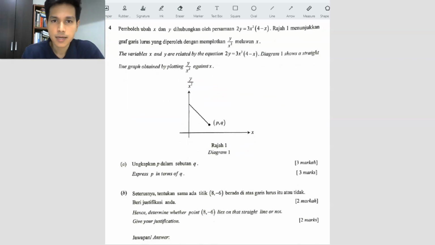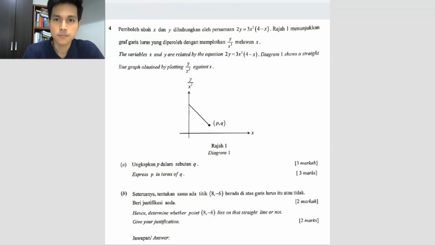The variables x and y are related by an equation. Okay, so they gave you the equation here. The diagram shows a straight line plot. You see this graph here. The graph is not in terms of y on the y-axis. You notice that it is not y, it's y over x squared. So you need to take note of that. The question asks you to express p in terms of q. So before you can express, you need to have the equation, correct?